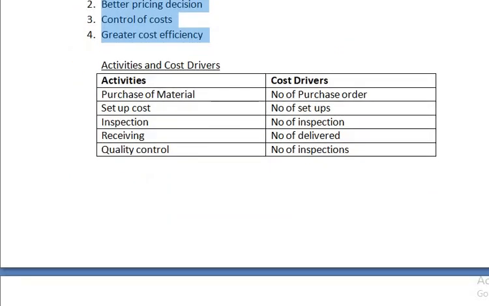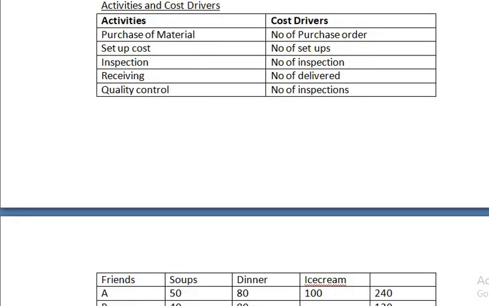Now there are some examples of activities and cost drivers. The first activity is purchase of material; the basis for allocating this cost is the number of purchase orders. The next one, setup cost; the basis is the number of setups. Inspection cost; the basis is the number of inspections. Next, the receiving cost; the basis is the number of deliveries. Next, quality control; the basis is the number of inspections.